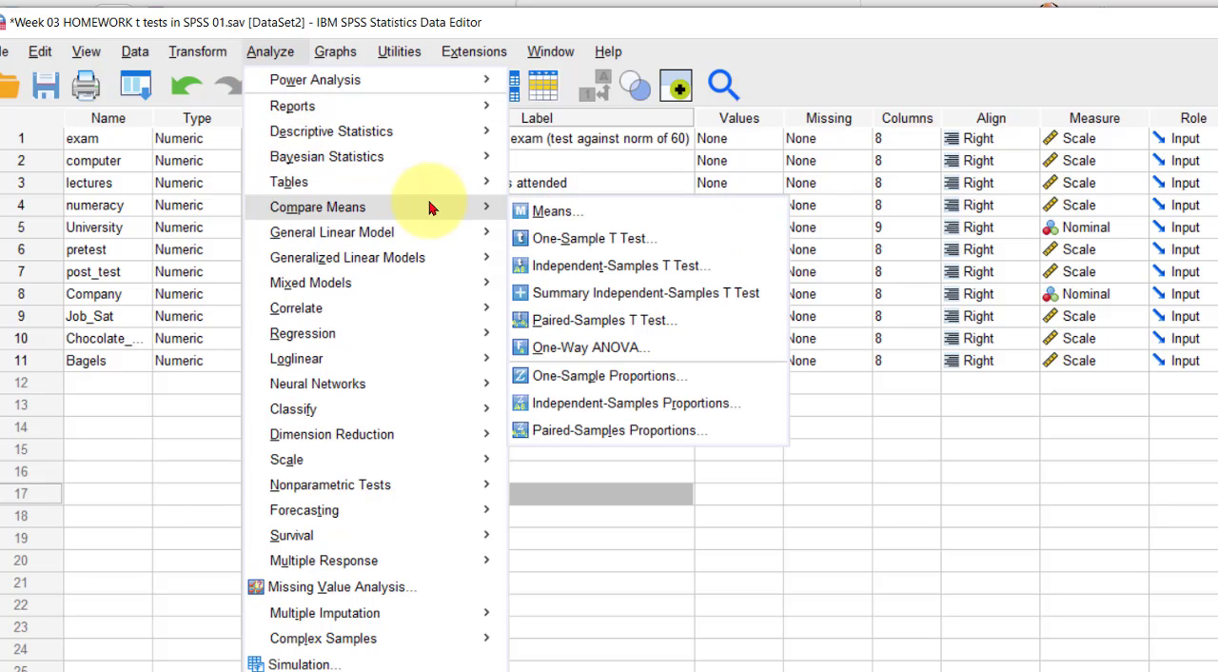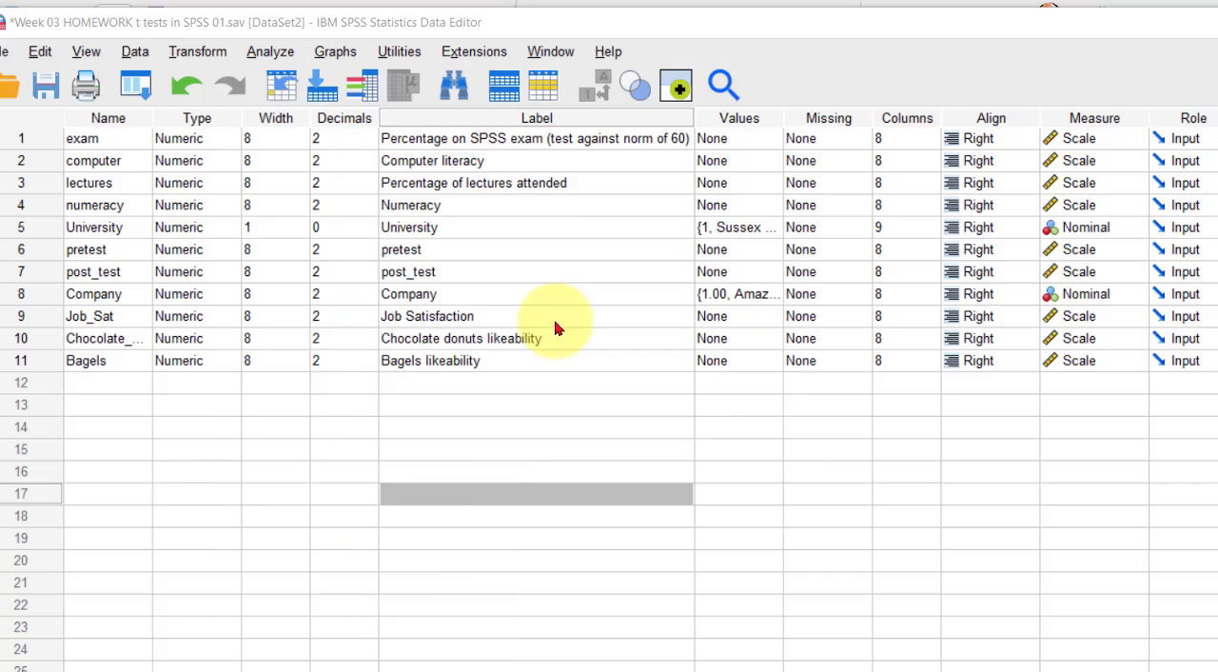I like both of them. I'll probably go with the chocolate. That's me.